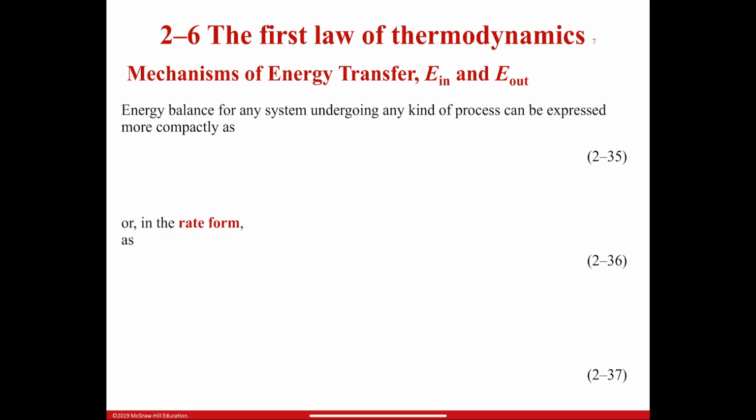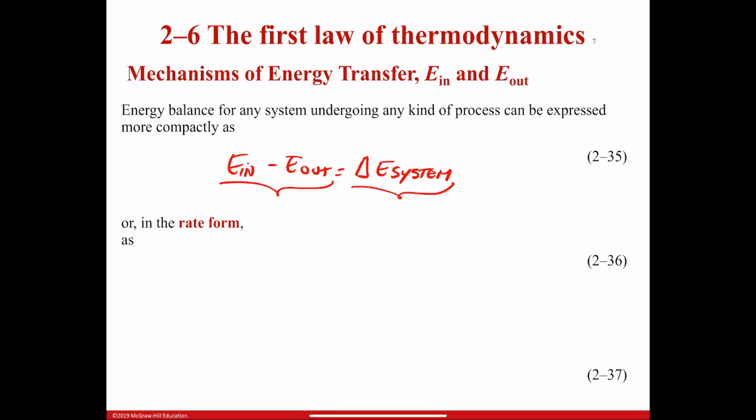And now we're going to establish the energy balance for any system undergoing any kind of process, which can be expressed as energy that comes in minus energy that goes out equals the delta of the energy of the system. And that's this one right here. It's pretty much the net energy transfer by heat, work, mass, things like that. And then this one right here will be the change in internal energy, kinetic energy, potential energy, and any other energies.